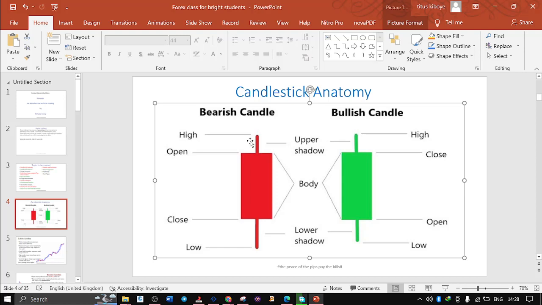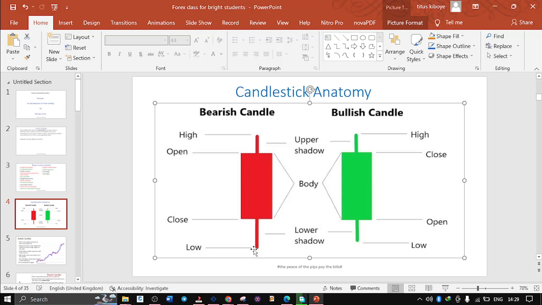We have something called the bearish candle and the bullish candle. A bearish candle represents many sellers in the market, while a bullish candle represents many buyers in the market, and this is how they are named. They have five main parts.